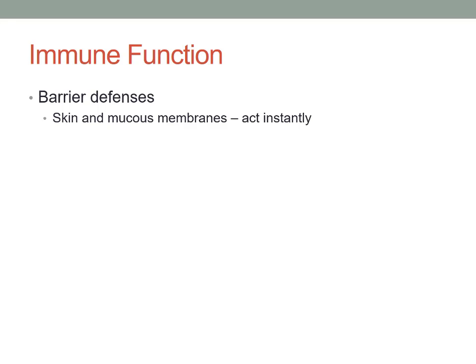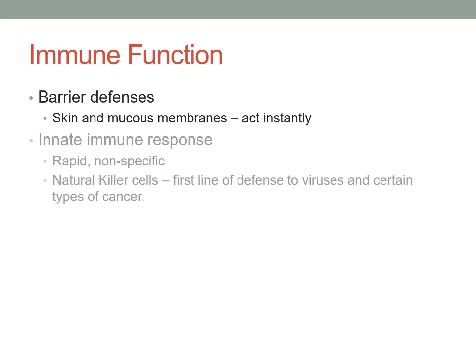The immune system has several functions. One, as a barrier defense from the skin and mucous membranes that act instantly. Another response is the innate immune response. The innate immune response is rapid but nonspecific. It includes natural killer cells. This is our first line of defense to viruses and certain types of cancers.